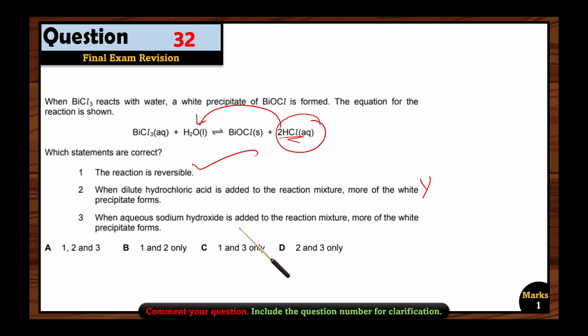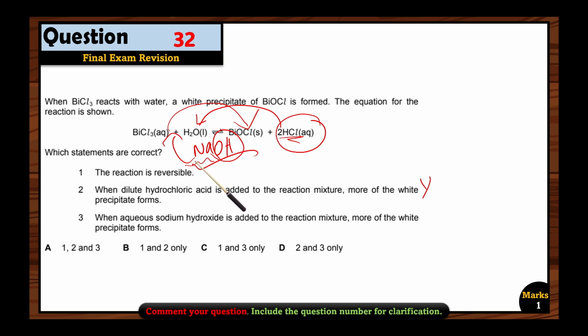When aqueous sodium hydroxide is added to the reaction mixture, more of the white precipitate forms. Okay, so if we add more NaOH, sodium hydroxide, we will get more of the white precipitate. Yes, that's right. Because if you see here, we have more OH in the reaction here, then what will happen? Because then we will get more of this product, right?